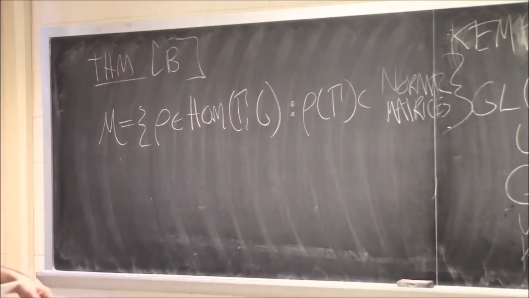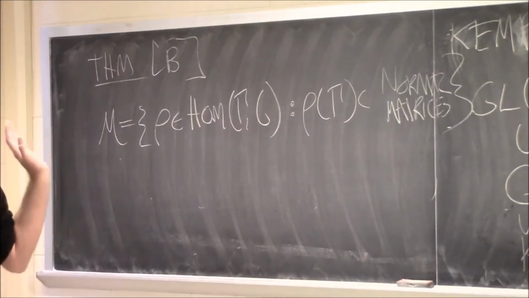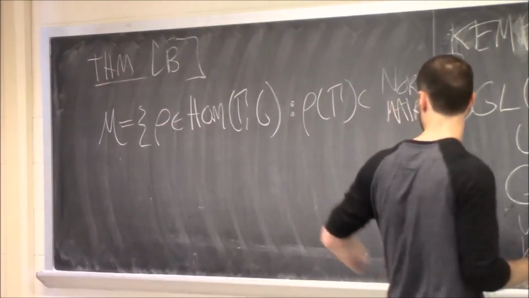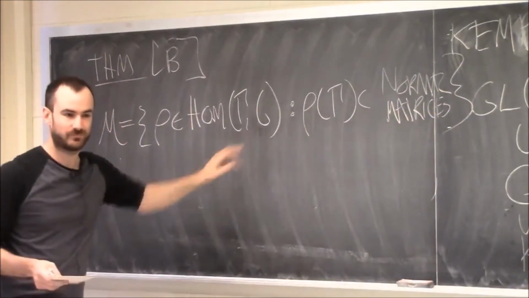X is the character variety. No, I haven't quotiented by anything yet. What is X here? X is the rep variety. Oh, X is just Hom(Gamma, G). Oh, okay.